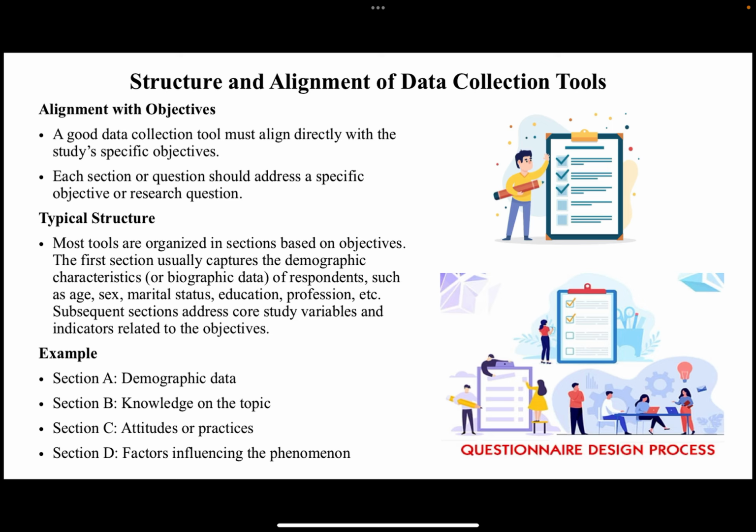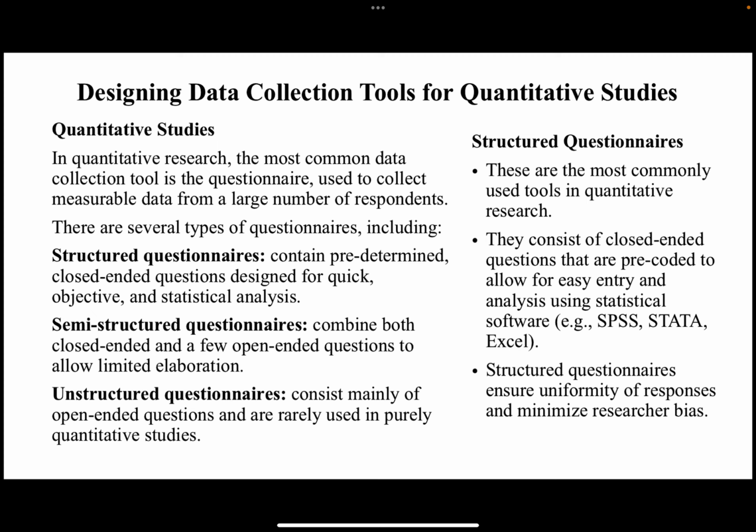The first section usually captures the demographic characteristics of the respondents, such as the age, the sex, the marital status, the educational background, the professional background. Then the subsequent sections address core study objectives. For example, you can have Section A, the demographic characteristics; Section B, the knowledge on the topic in question; Section C, the attitude or practices regarding the phenomena; then Section D, factors influencing the phenomena. This is a typical example.